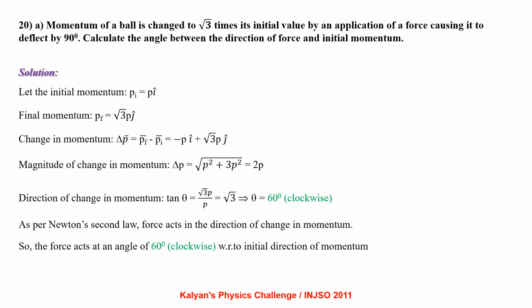Change in momentum delta P equals P final minus P initial, that is minus P i plus root 3 P j. The magnitude of change in momentum is root of P square plus 3P square, that comes out to be 2P. The direction of change in momentum: tan theta equals root 3 P by P, which is 60 degrees clockwise. As per Newton's second law, force acts in the direction of change in momentum. So the force acts at an angle of 60 degrees clockwise with respect to the initial direction of momentum.